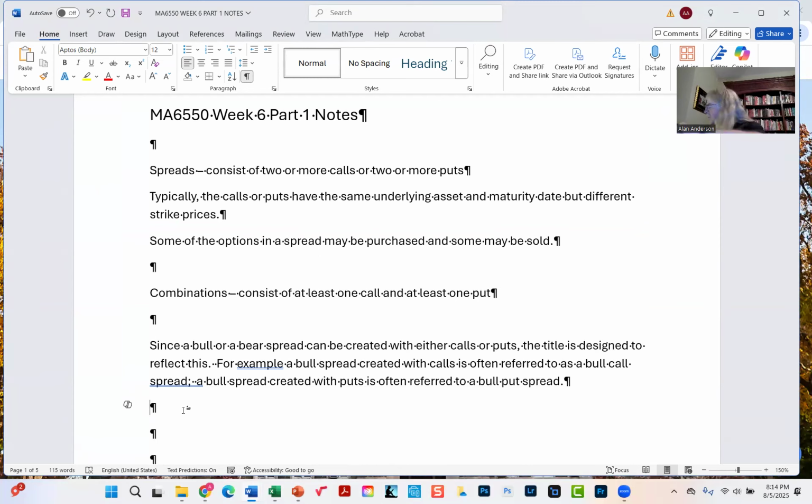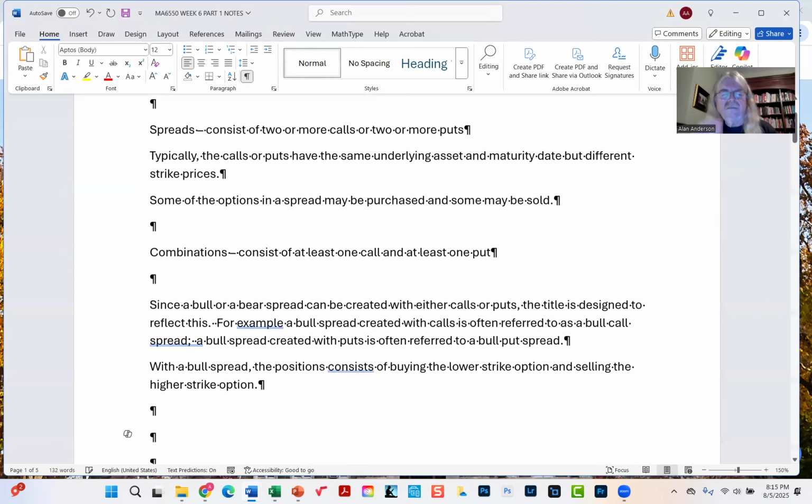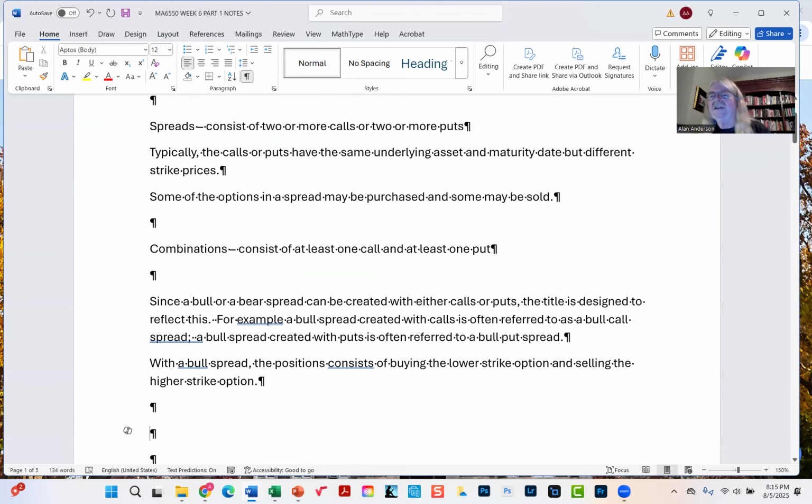All right. So as we saw last time, with the bull spread, the position consists of buying the lower strike option, because it could be either calls or puts, and selling the higher strike option. In other words, assuming that the two options that we chose have two different strike prices, we're going to buy the one with the lower strike price and sell the one with the higher strike price. Okay. So that's the key: buy low, sell high. Think of it that way.